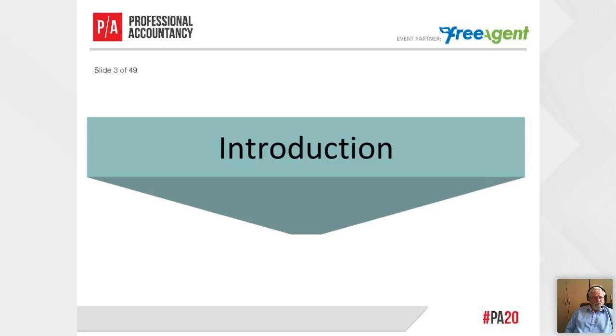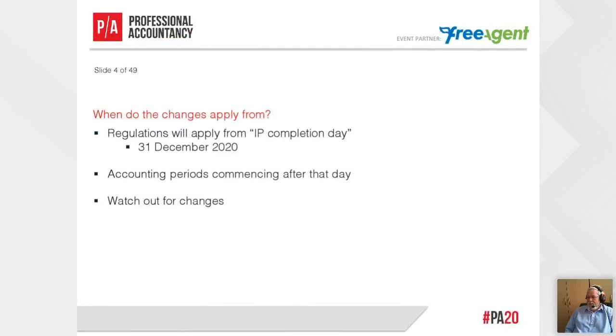So by way of introduction, I suppose the first thing we need to cover is when are the changes actually going to apply from? And they will apply from IP completion day, which is a term that is used within the regulations. An IP completion day is the 31st of December 2020. So it will be for accounting periods commencing after that day. So I suppose for many accountants listening to this presentation now, this simply means no impact until you get to around about December 2021, and then think about it in 2022.